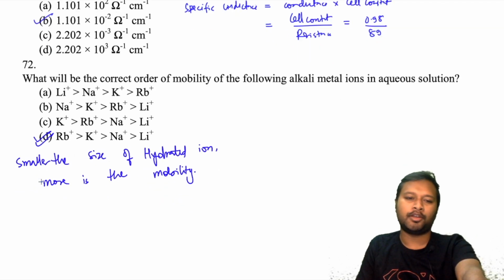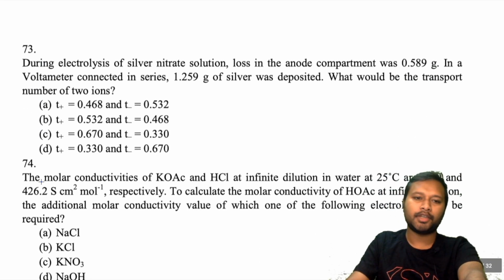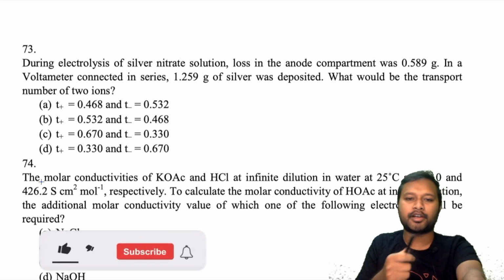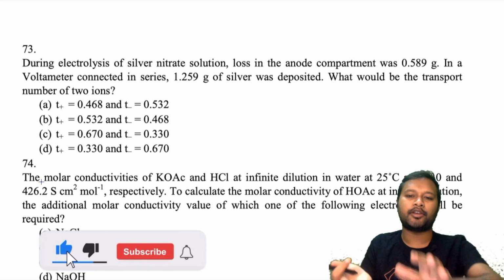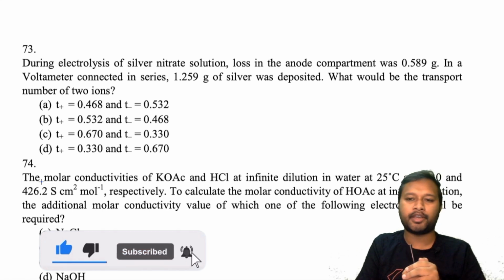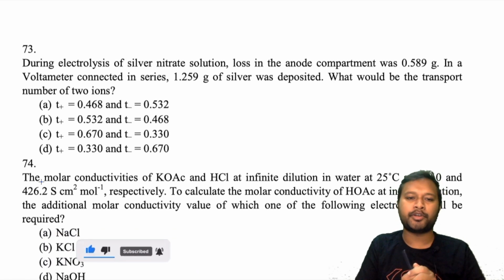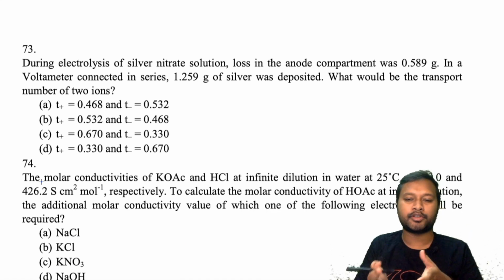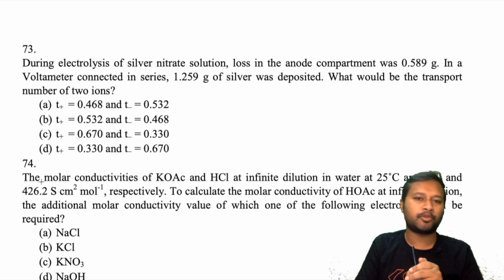Let's go for the next one. The next question says that during electrolysis of a silver nitrate solution, loss of silver in the anode compartment was 0.589 grams. In a voltameter connected in series, 1.259 grams of silver was deposited. What would be the transport number of the two ions?